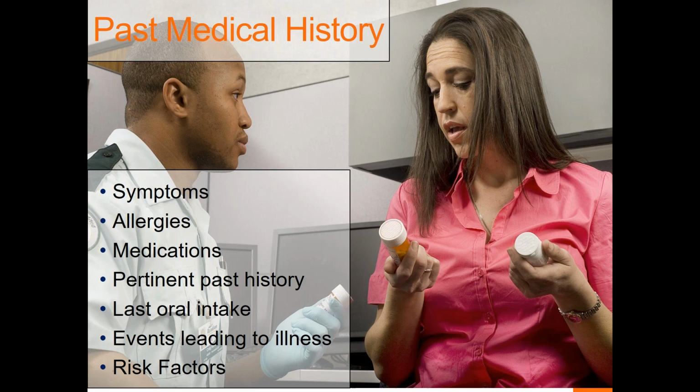Some of them are controllable, things like smoking and drinking and drug use, obesity. Some of them aren't controllable, like family history and genetics. It's just them's the breaks.